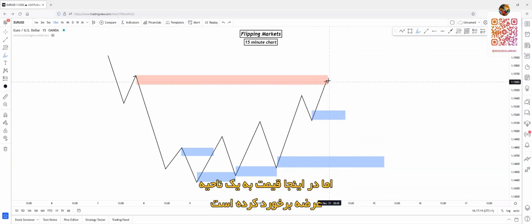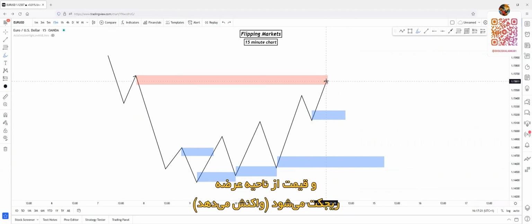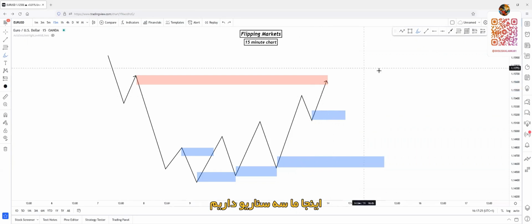But in this case, price stepped into this supply zone. If price steps into a supply zone when demand is in control, and it rejects on that supply zone, supply will take over control from demand. Okay, let's see, we have two scenarios here. I mean, basically three scenarios.